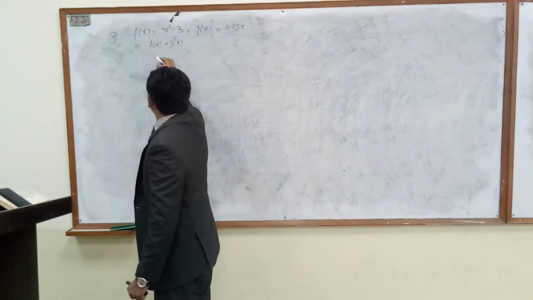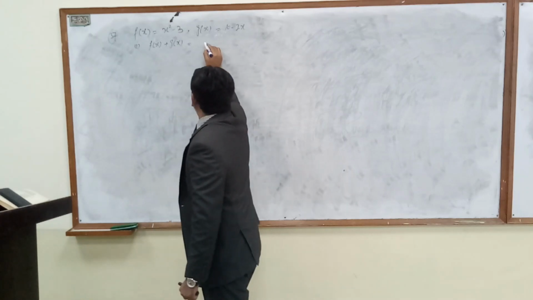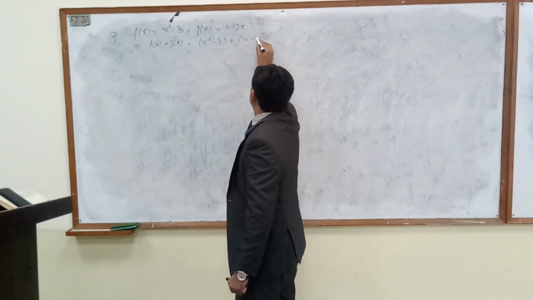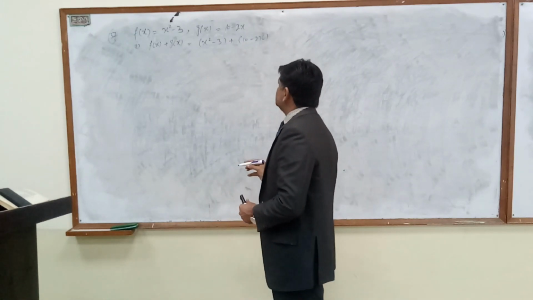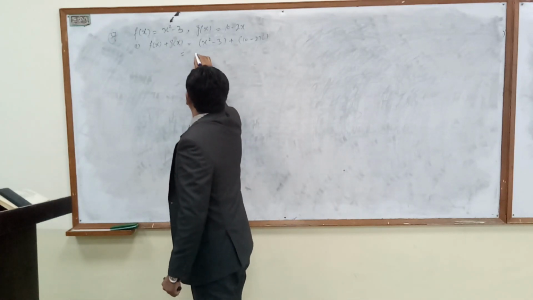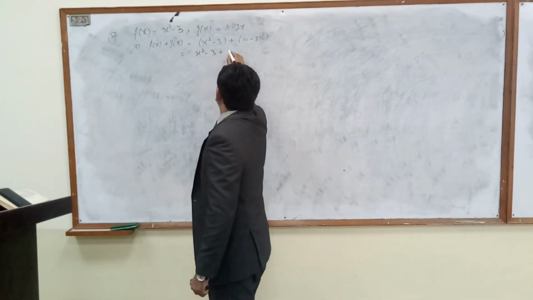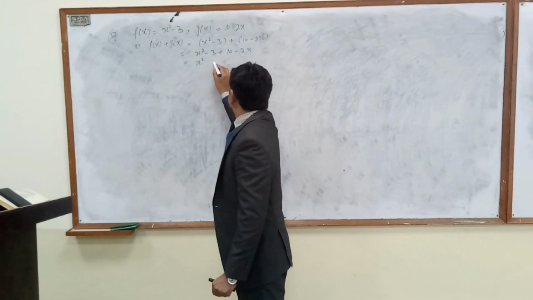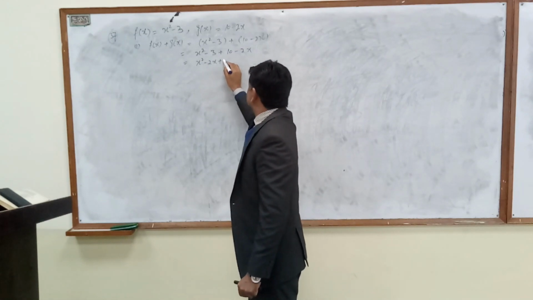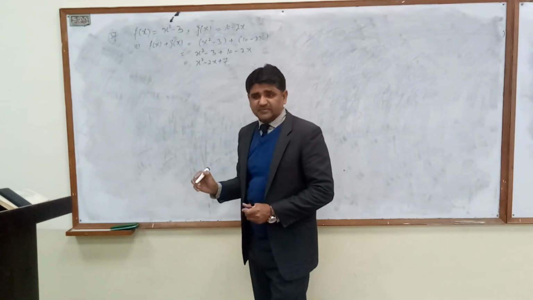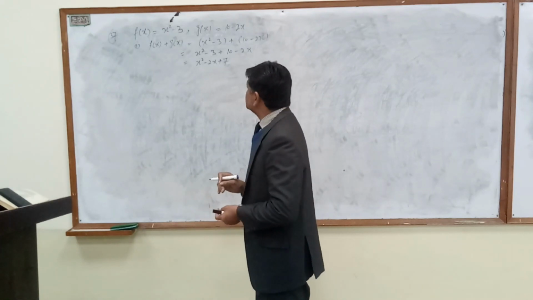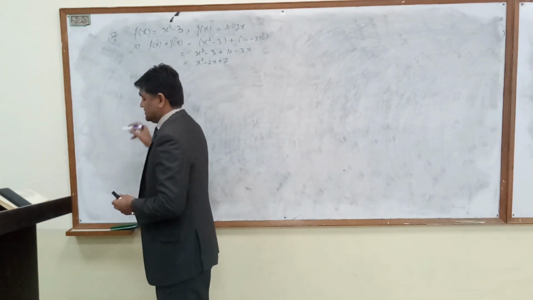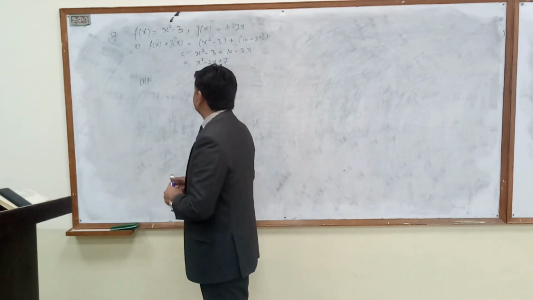Okay, so we can simplify: x square minus 3 plus 10 minus 2x. So x square minus 2x plus 7. That is the simplest form of these two functions when we combine them. What is part B? f of x into g of x.